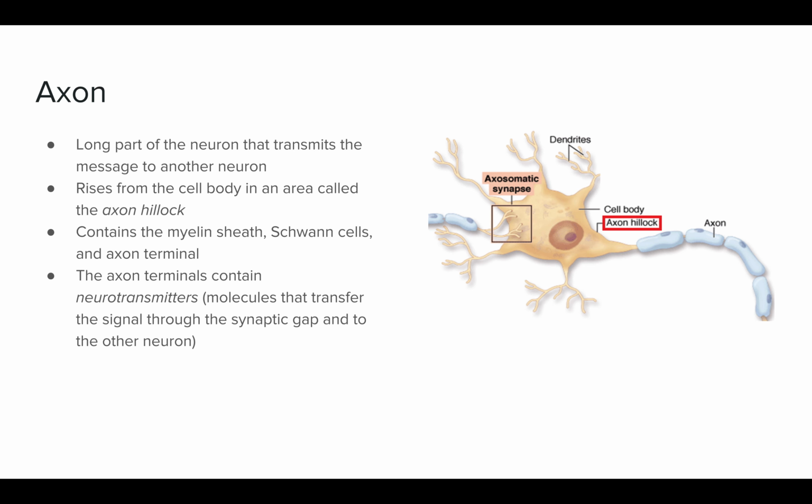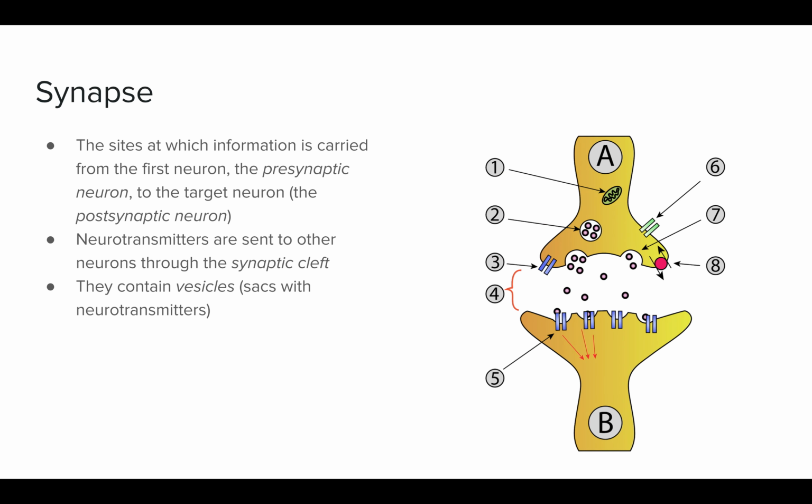Axon. The axon is the longest part of the neuron that transmits the message to another neuron. It rises from the cell body in an area called the axon hillock. It contains the myelin sheath, the Schwann cells, and the axon terminal. And those axon terminals contain the neurotransmitters, which are molecules that transfer the signal through the synaptic gap and to the other neuron that is across the synaptic cleft.